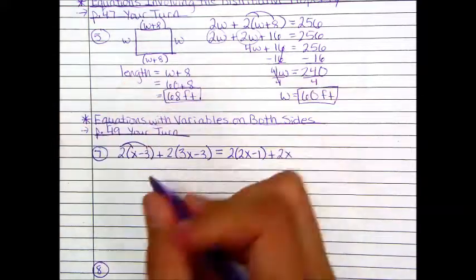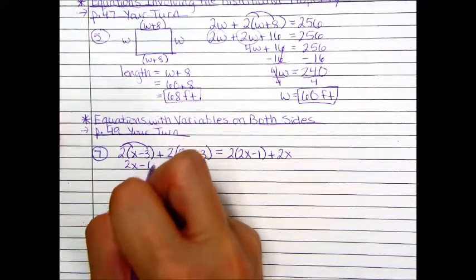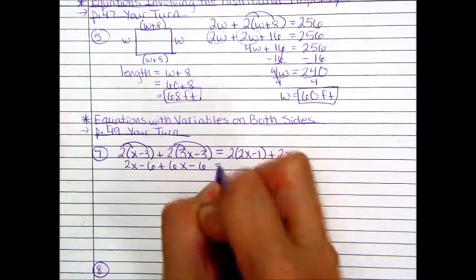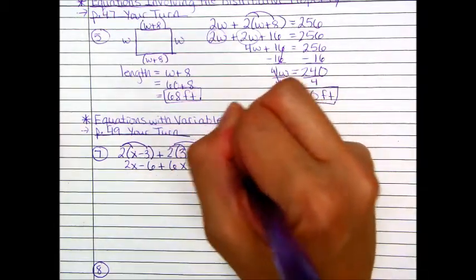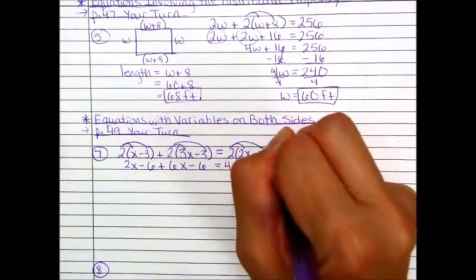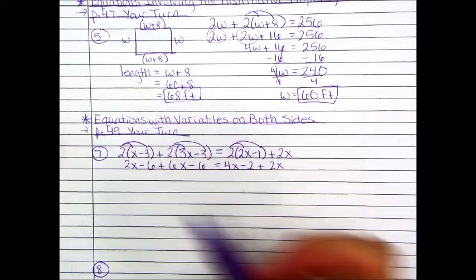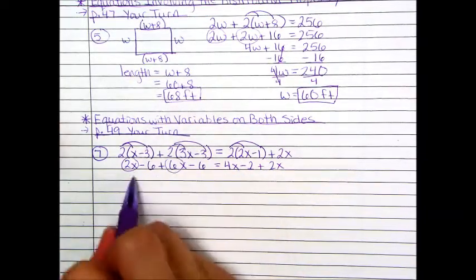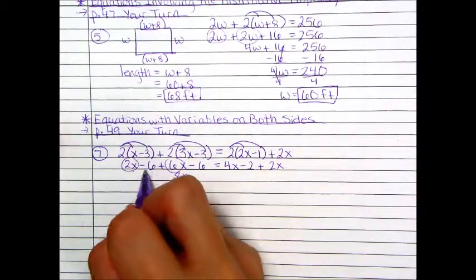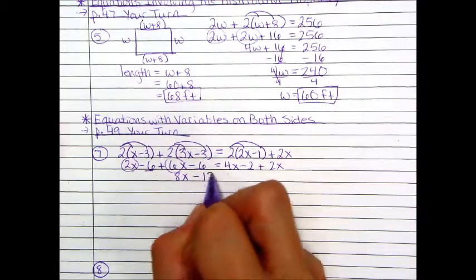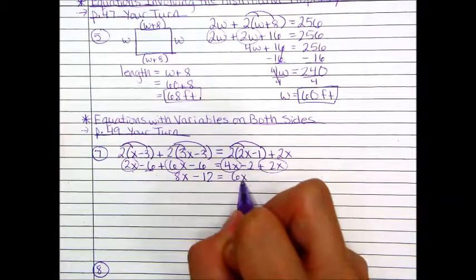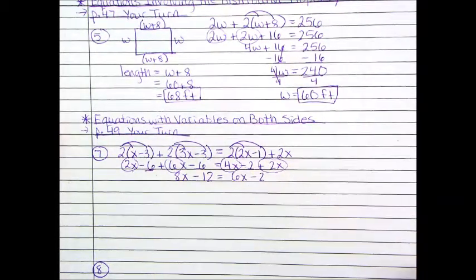So I'm going to do distributive property, 2x minus 6 plus 6x minus 6. We're going to do the same on this side, 4x minus 2 plus 2x. We now need to combine like terms. So 2x plus 6x is 8x. Negative 6 and negative 6 would make negative 12. 4x plus 2x would be 6x, and the minus 2 will stay there.